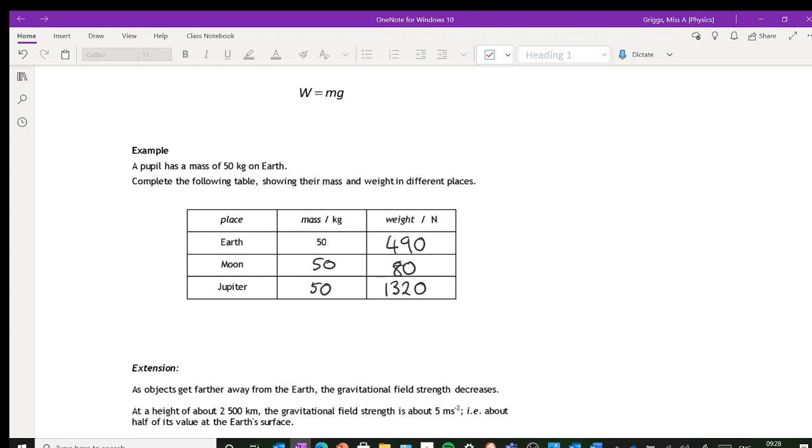Right, the answers you can check are up on the board. So the mass is the same, doesn't matter where you are, because remember the mass doesn't change. So you're going to do weight is mass times gravitational field strength. So for the moon, the gravitational field strength is 1.6, so 50 times 1.6. And for Jupiter, the gravitational field strength is 26.4, so it's going to be 50 times 26.4.